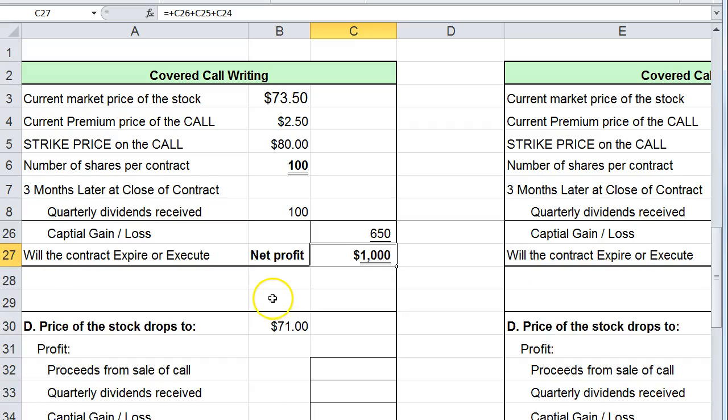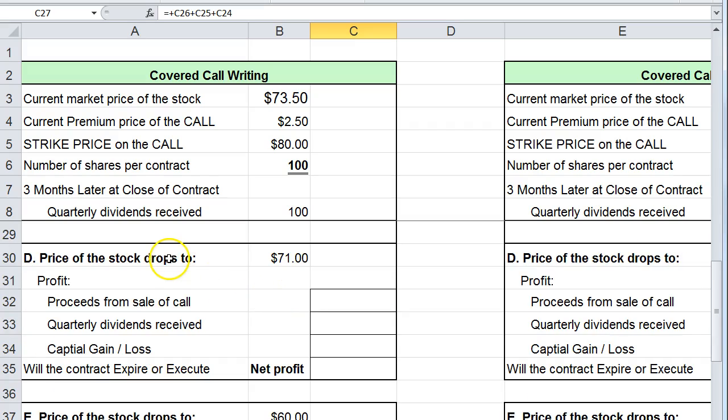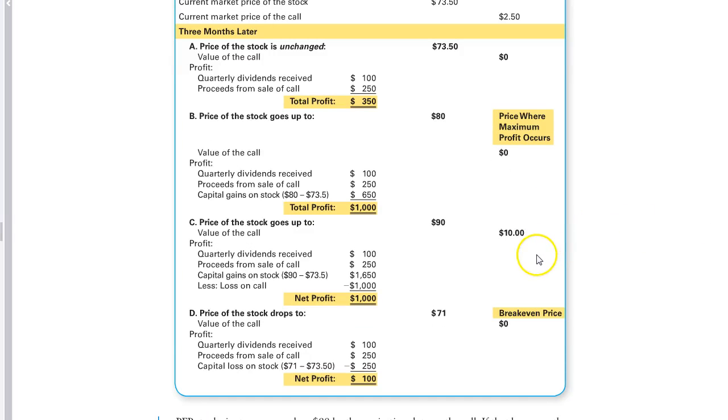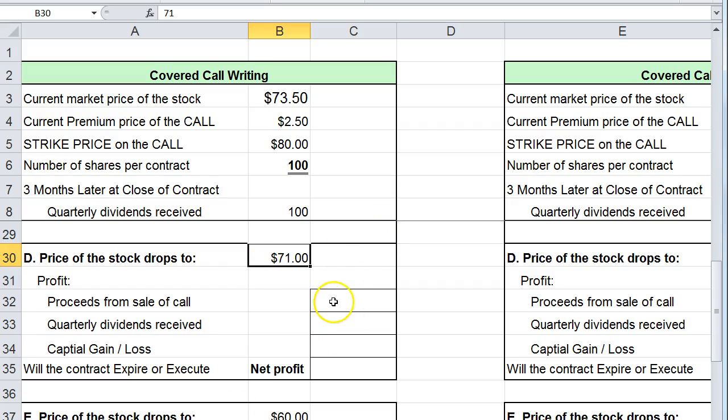Okay, so let's look at example D. What if the stock price goes down to $71? Okay, so here we have to look at this. Again, this is also detailed here in the handout, in the textbook. So if it goes to 71, I still receive the dividends.